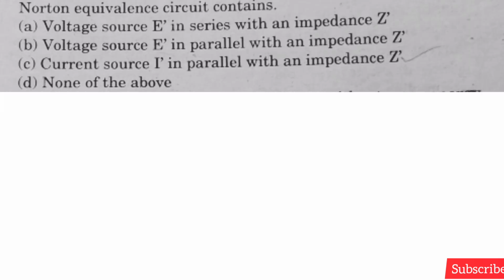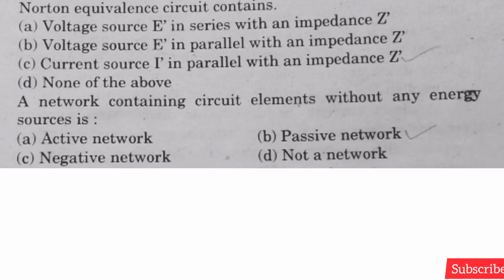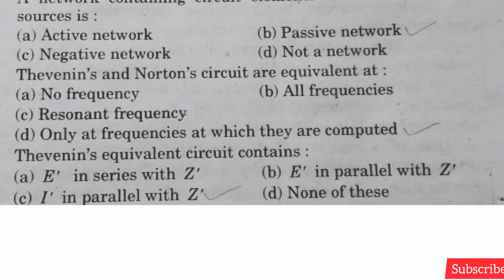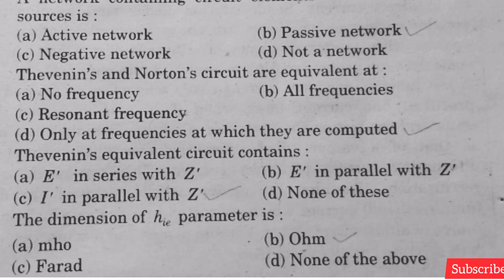Next question: Norton equivalent circuit contains, option C is right. A network containing circuit elements without any energy source is, option B is right. Thevenin's and Norton circuits are equivalent at, option D is right. Thevenin's equivalent circuit contains, option C is right. The dimension of H parameter is, option B is right.